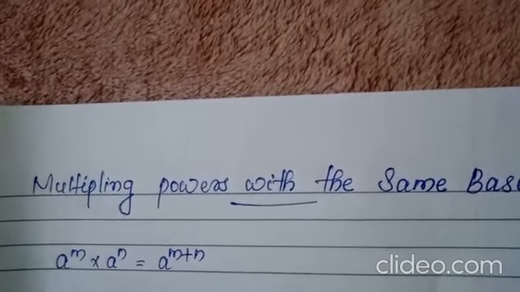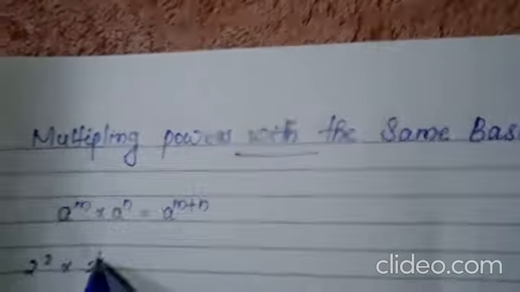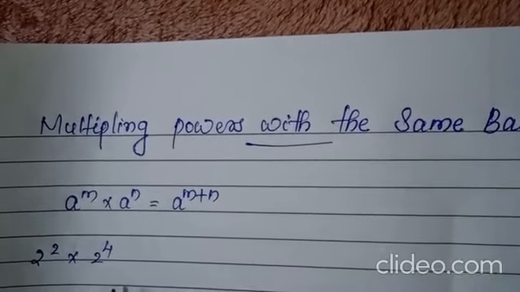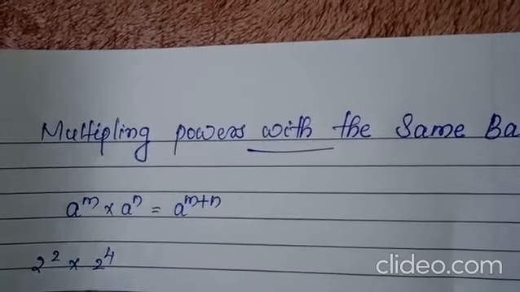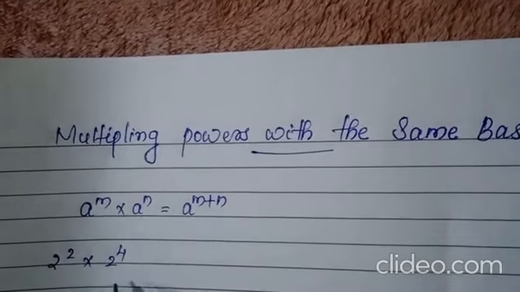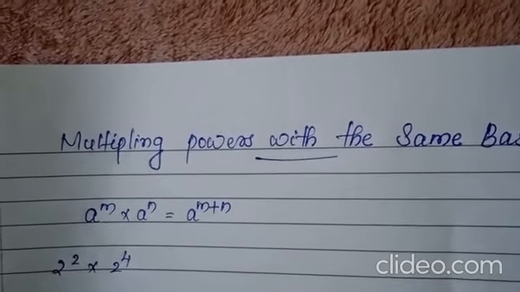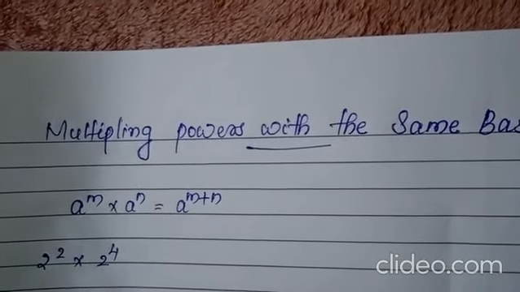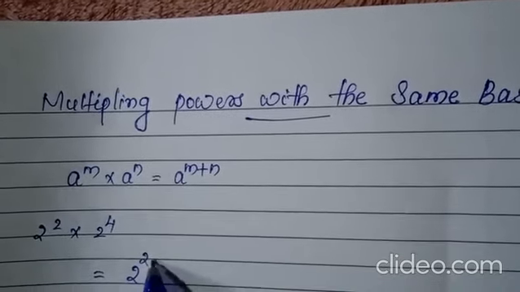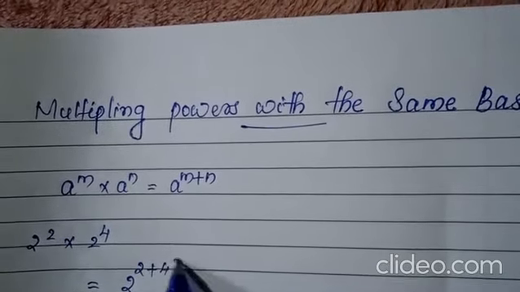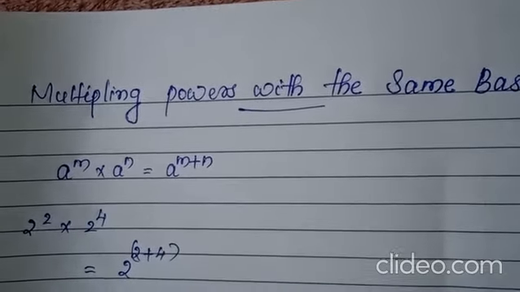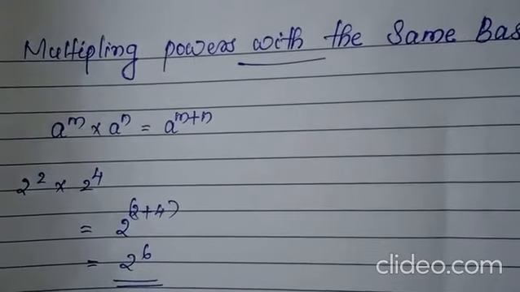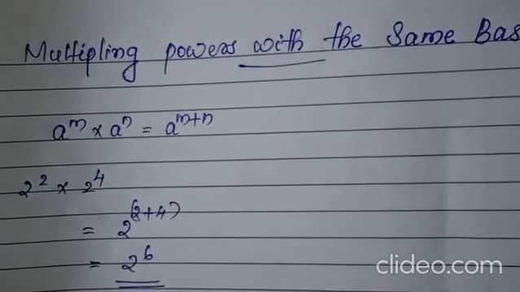So let us do one example: 2 raised to 2 into 2 raised to 4. Look at the question. The bases are the same; the base is 2, and the exponents are different. So what should we do? Just add the exponents: 2 raised to 2 plus 4. Understood? So the answer is 2 raised to 6. In this way we multiply powers with the same base.